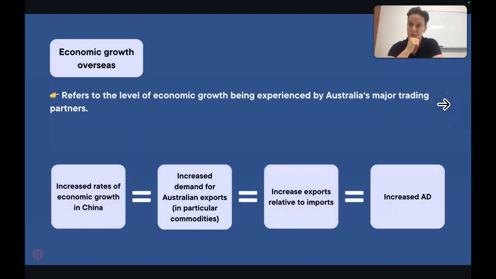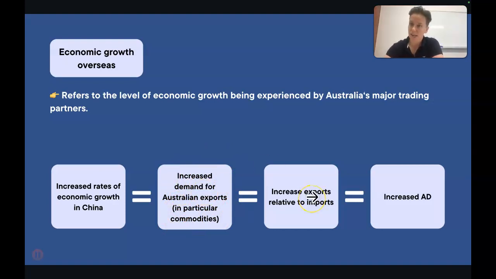Economic growth overseas, I'm just going to whip through this one nice and quickly. So basically, we're in Australia. If China is booming, they're going to want more of our resources, okay? So China's booming, economic growth's going up over there. They're going to demand more of our exports, which is good for us. So we're going to have a period of an increase in the demand for Australian exports, in particular commodities like iron ore.